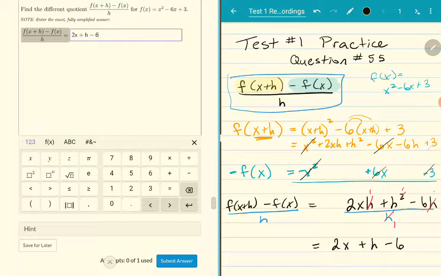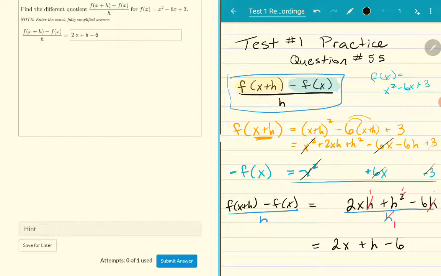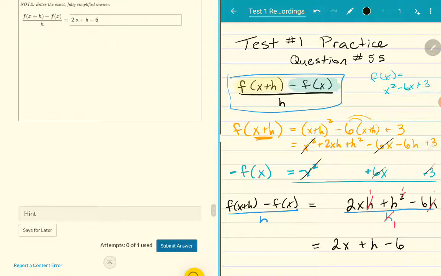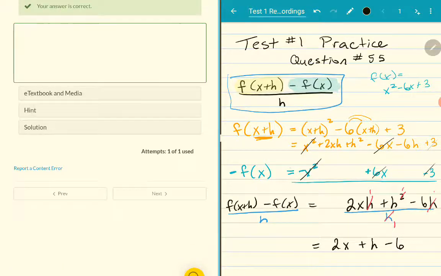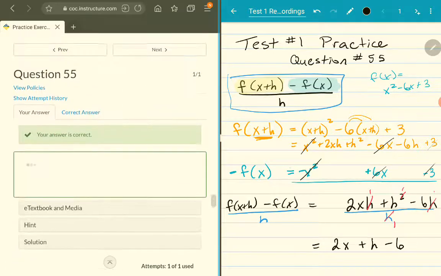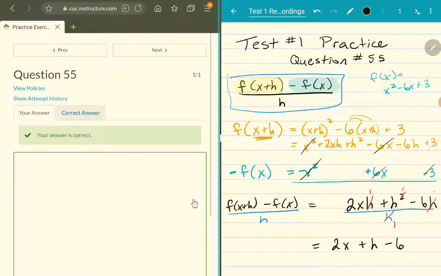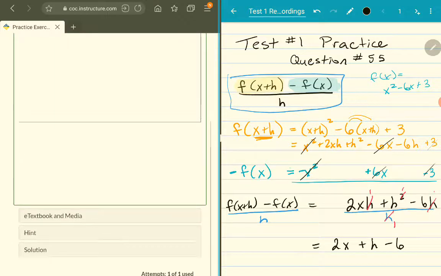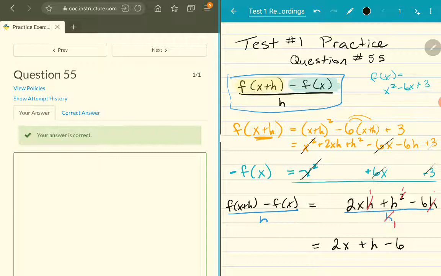And then click out of the field so it's not highlighted and the answer saved, and then I click my submit answer. And since this is a practice test, I'll get immediate results and see if my answer is correct. And if it's not correct, I can always scroll up and click correct answer to see what the answer is. Or better yet, I can click on the hint or the solution to see how to get the correct answer.